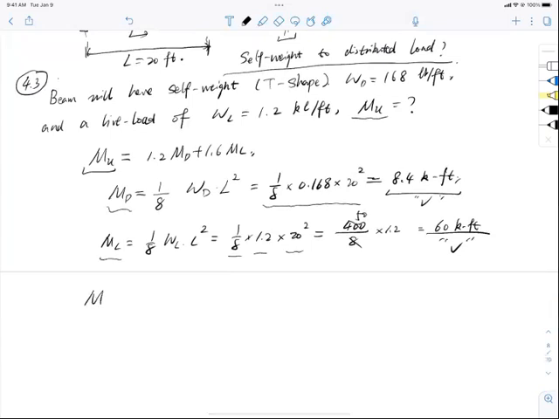And now finally the factored moment. All right, let me see who's there. Megan, how are you doing? I'm good. How are you? Not too bad. Thank you for being here in the classroom. And so this is 1.2 multiplied by 8.4 plus 1.6 multiplied by 60. Can you help me out to get a final number on the thing?